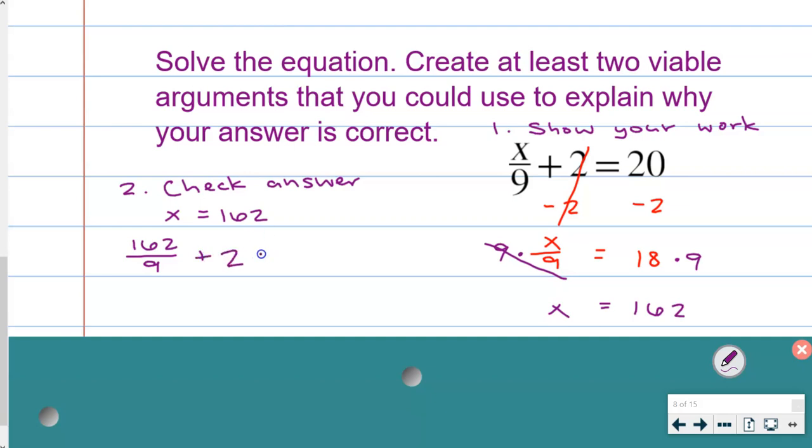If everything works, what should it all be equal to? 20. So we're going to ask ourselves that question, and you have really nice calculators that you can type this in exactly as you see it. 162 divided by 9 plus 2, is it equal to 20? And it will tell you true. Or if you just need to take it baby step because your calculator at home is not so good, Angel, we would type in 162 divided by 9 plus 2, and it would tell us that it is 20. So did it work? There's your second viable argument.